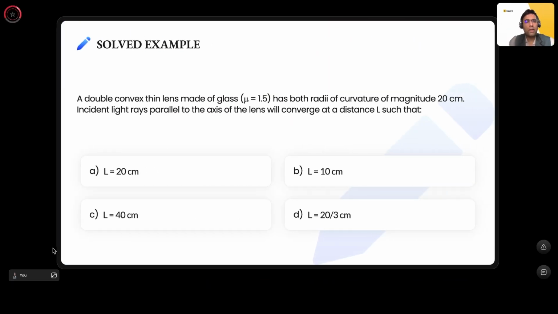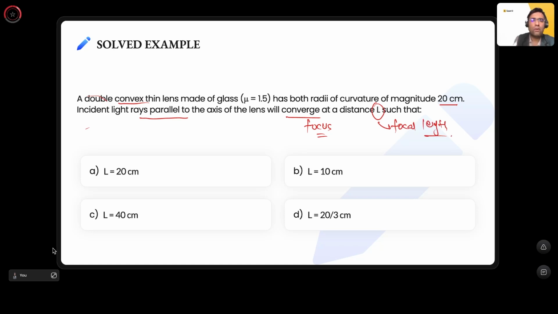with the first question. A double convex thin lens is made up of glass, has both radii of curvature 20 centimeter. Incident light rays parallel to the axis converge at a distance L. So when there is a convex lens and there are parallel rays, they will converge at the focus. So in this question, this L will be the focal length basically.